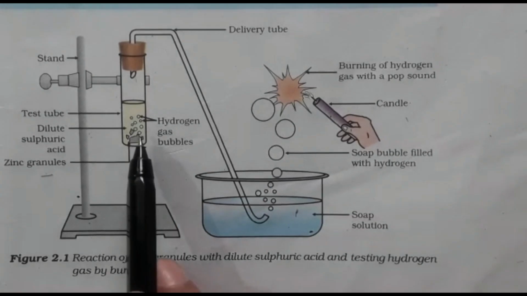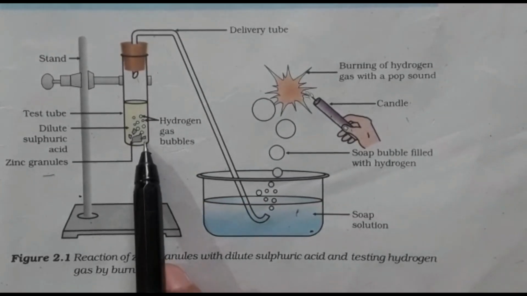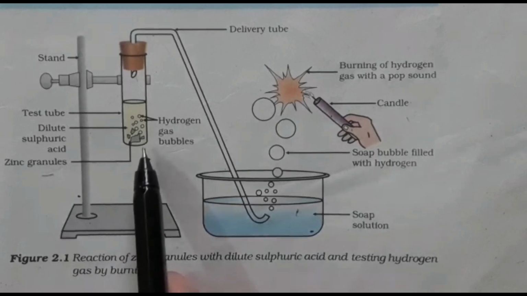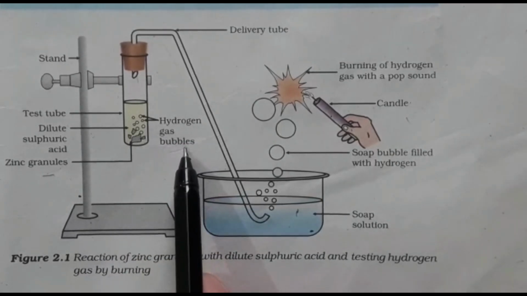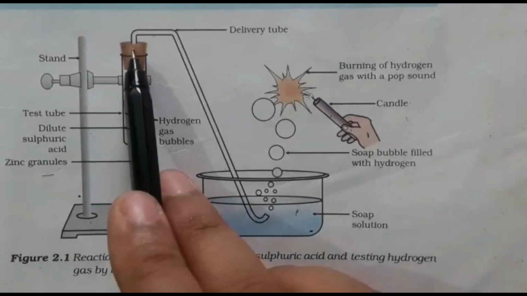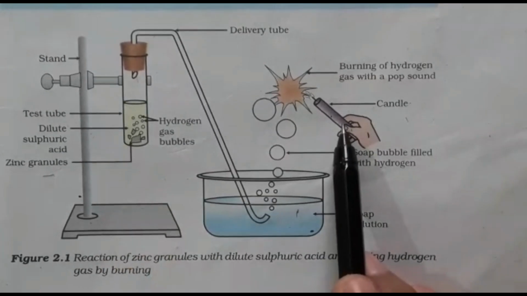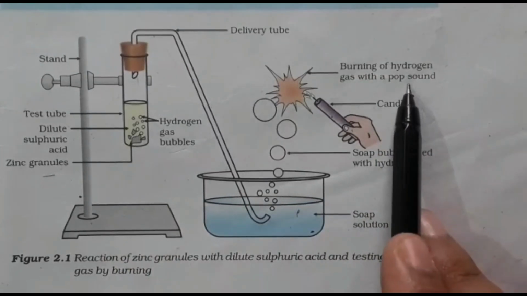First we need to take 5 ml of dilute sulfuric acid or hydrochloric acid in a test tube, and to that we have to add some zinc granules. So what do we observe on the surface of zinc granules? We observe the formation of hydrogen gas bubbles. Now pass these gas bubbles through the delivery tube into the soap solution. Now take a burning candle near the gas filled bubble. So what do we observe? We observe that the candle puts off by making a pop sound.